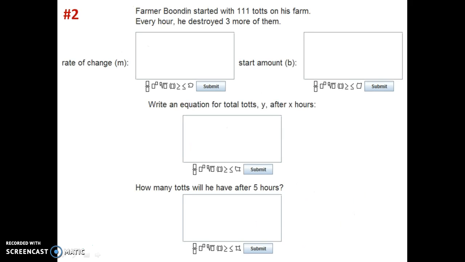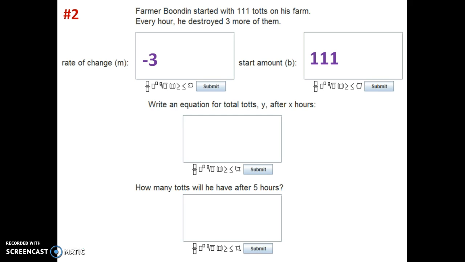So Farmer Boondin started with 111 tots on his farm. Every hour he destroyed 3 more of them. So the first thing we're going to look for here is our rate of change. So notice that every hour he's destroying 3 of them. This is going to give us a rate of change that is negative because we're losing tots every time. He's starting with 111 tots. So that's our start amount.